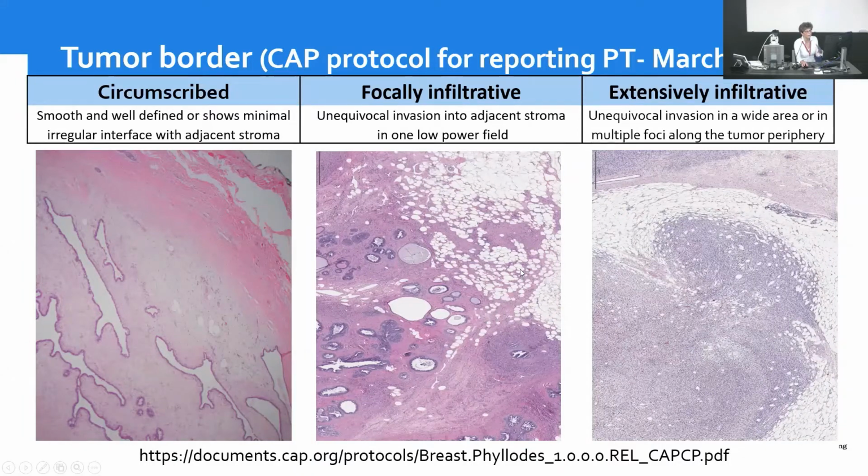And this is more focally infiltrative, a margin with unequivocal invasion into the adjacent stroma in one low power field, and extensively infiltrative as shown before.